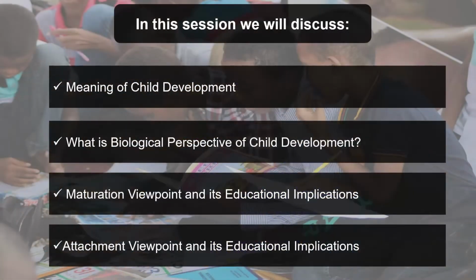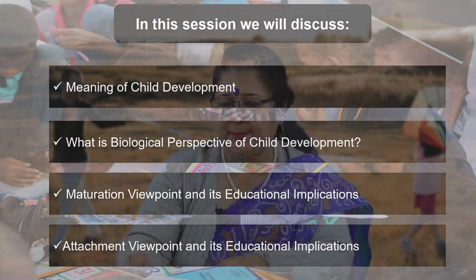In this session we will discuss first of all the meaning of child development, then what is the biological perspective of child development, the maturation viewpoint and its educational implications, and then the attachment viewpoint and its educational implications. So let us first discuss the meaning of child development, how child development takes place and what are the different domains. Let us find it out.